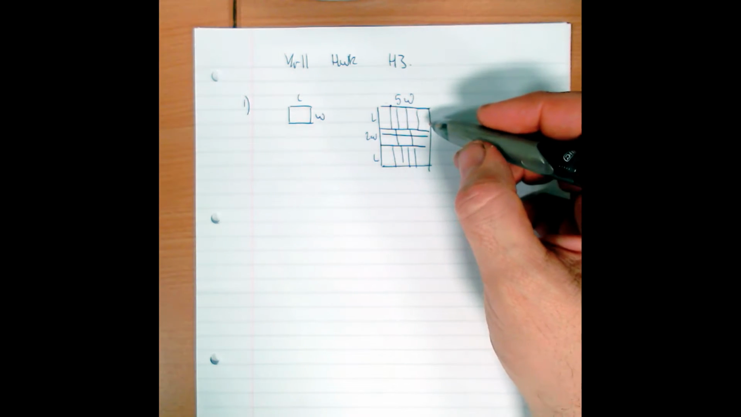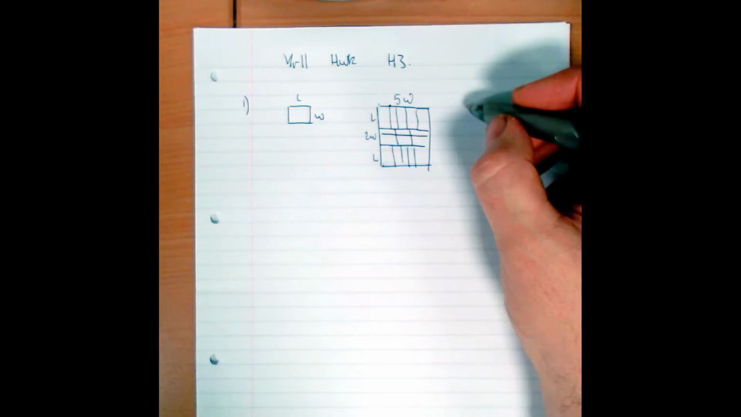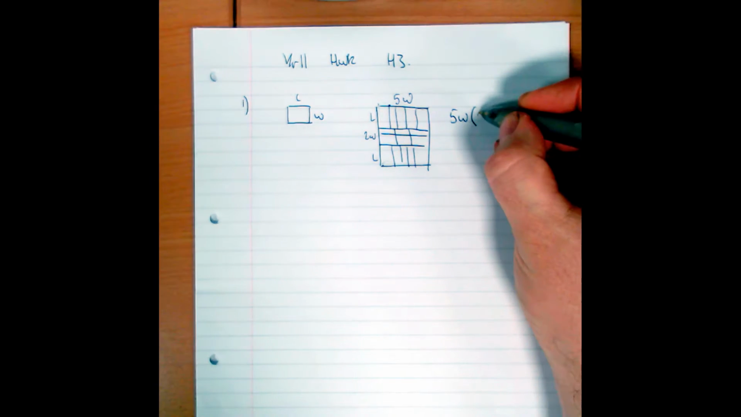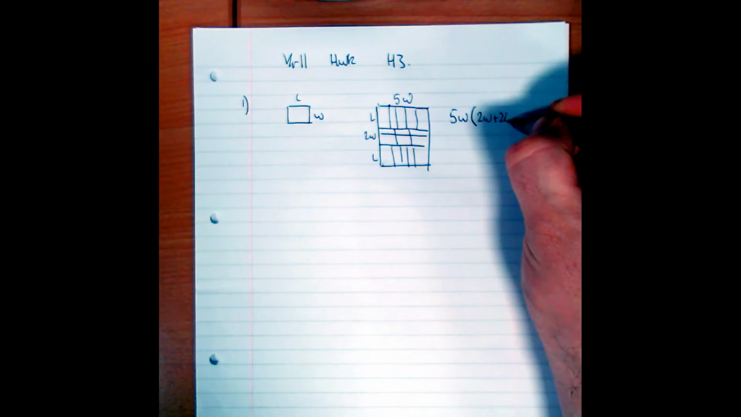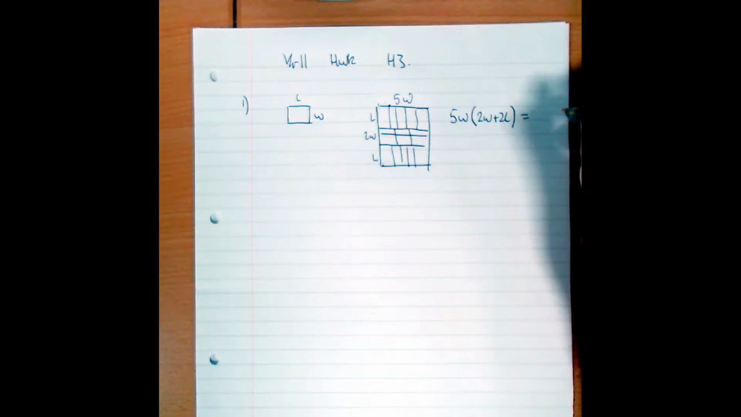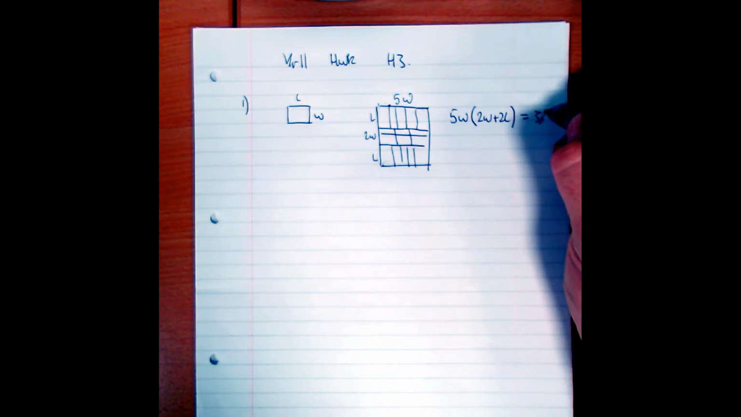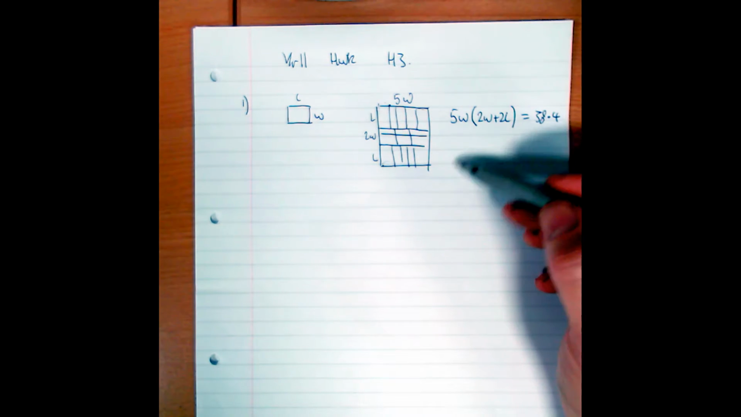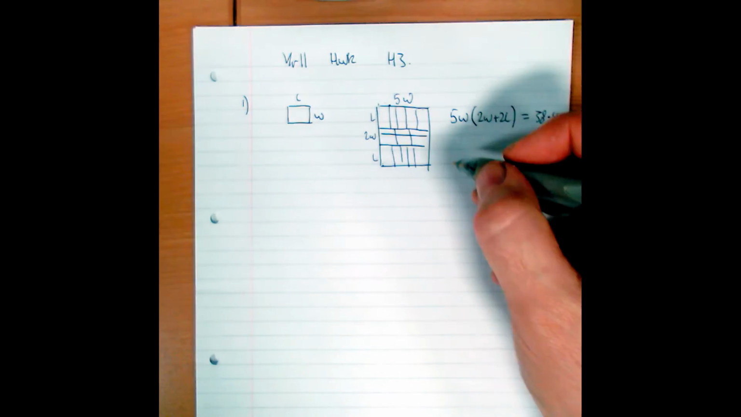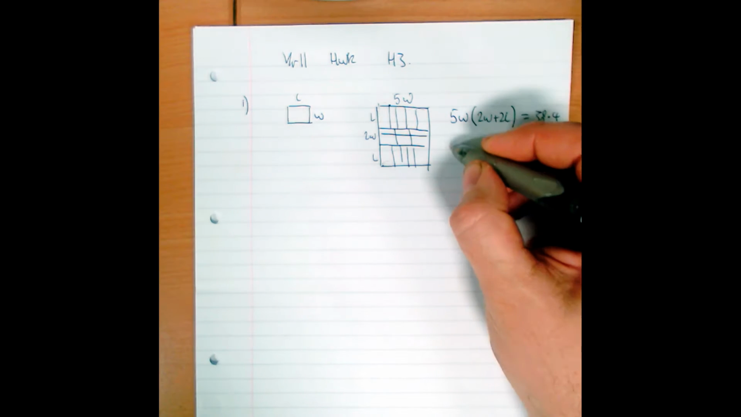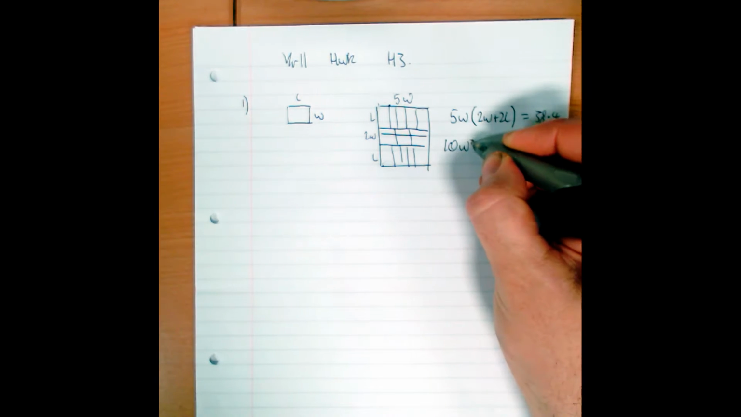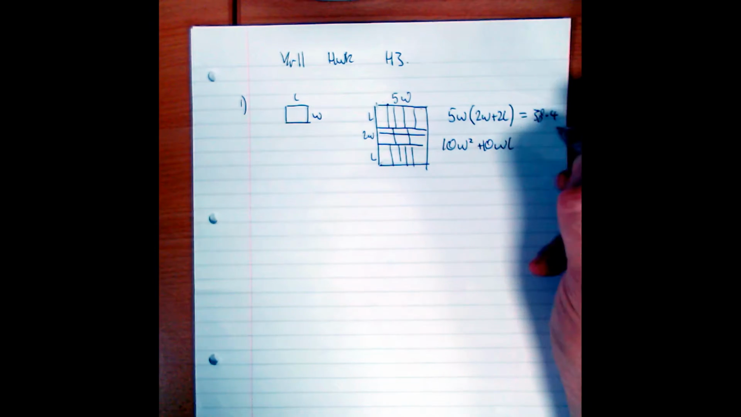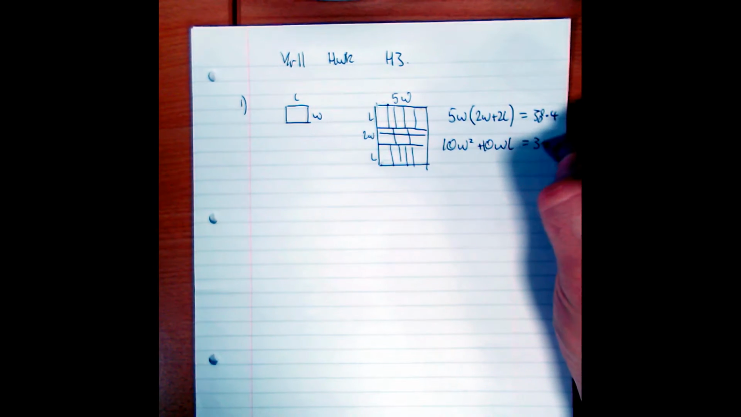I'm given the area, so the area of this big rectangle is 5W times by 2W plus 2L, which is 38.4. Now I'm just going to simplify this and then we'll think about the small rectangle. If I expand this out, I get 10W squared plus 10WL equals 38.4.